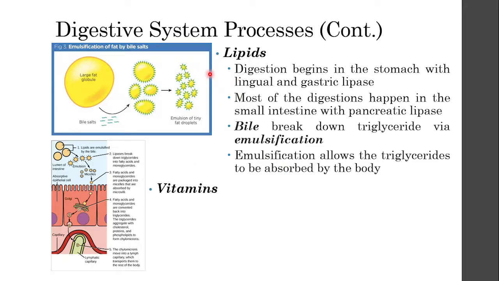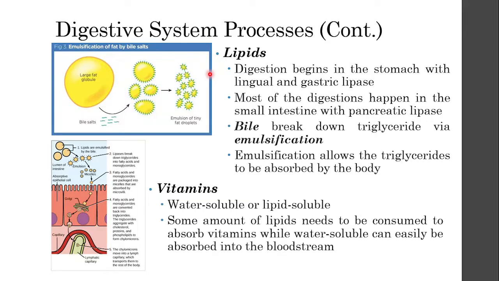And then lastly, where are the vitamins digested? Well, it depends whether the vitamin is water soluble or lipid soluble. If the vitamin is water soluble, it can easily be absorbed into the bloodstream. While if it is lipid soluble, it needs first to be dissolved by lipid and then be absorbed in our body via the same process. These lipids are combined because these chylomicrons contain the vitamins that you need for your body to help the enzyme functions. Remember, the vitamins are coenzymes.